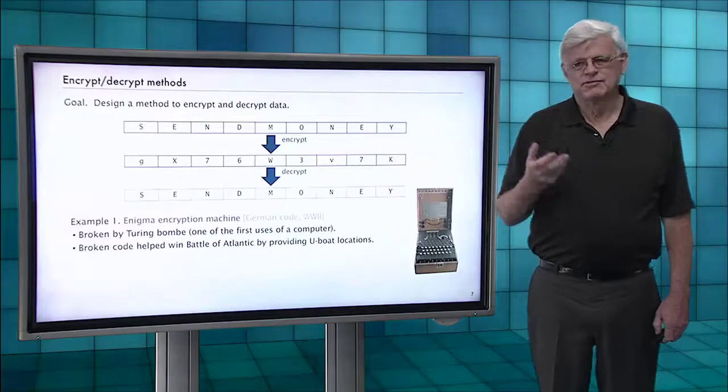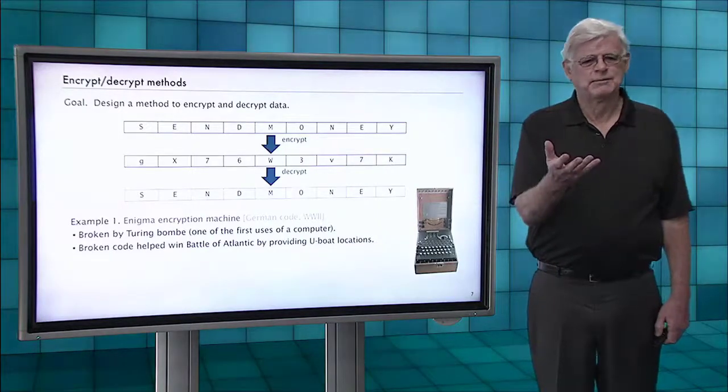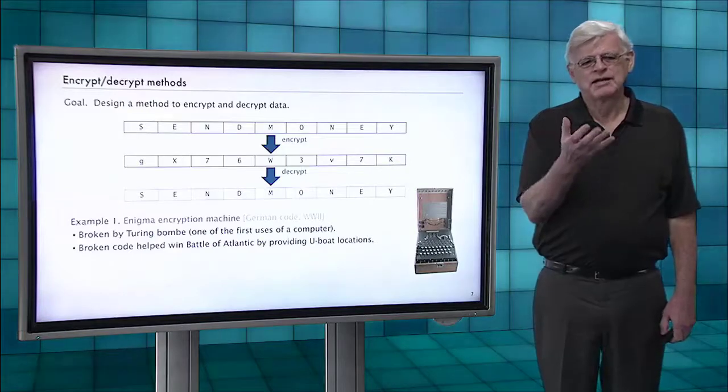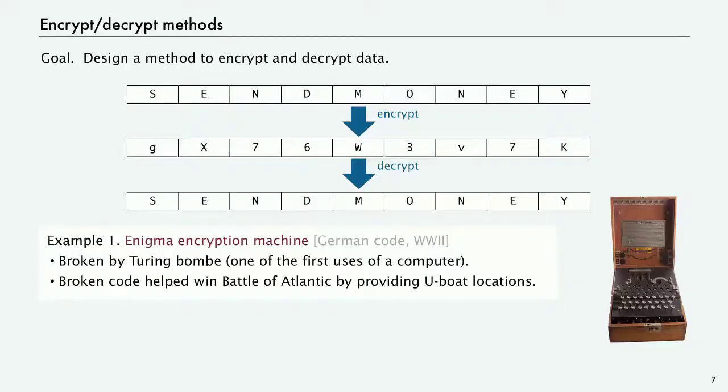And there have been a lot of systems that have done this throughout history. One important example is the so-called Enigma machine. There was a German code in World War II. And actually that code was broken by one of the first applications of a computer. The English mathematician Alan Turing built a computer in order to break the code, and that code actually was a turning point in winning the war.